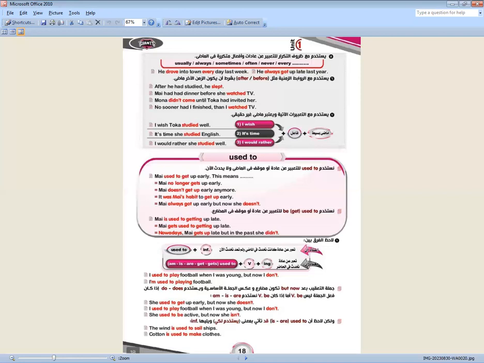Look at the difference between used to plus the infinitive. It expresses a habit you did in the past and you no longer do it in the present. And am, is, are, or get, gets plus used to, and you're gonna put the verb and the ing after them. That means your habit is happening till now, till the present. I used to play football when I was young, but now I don't. I'm used to playing football.